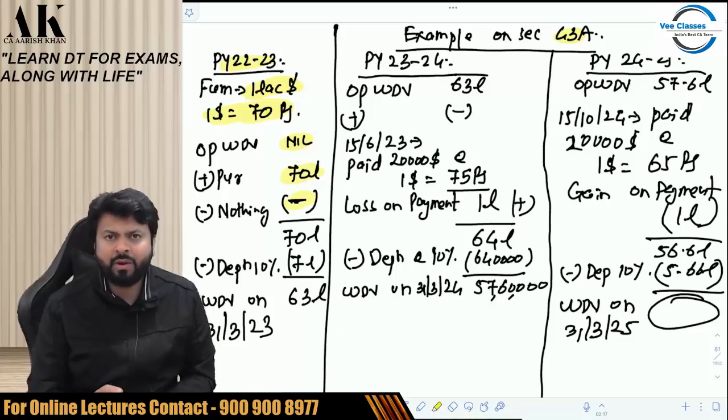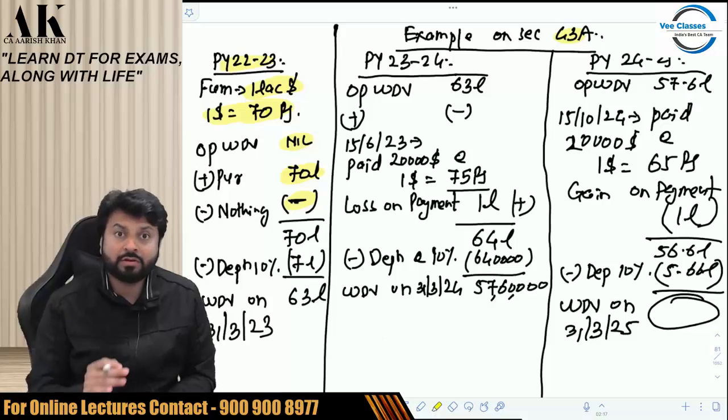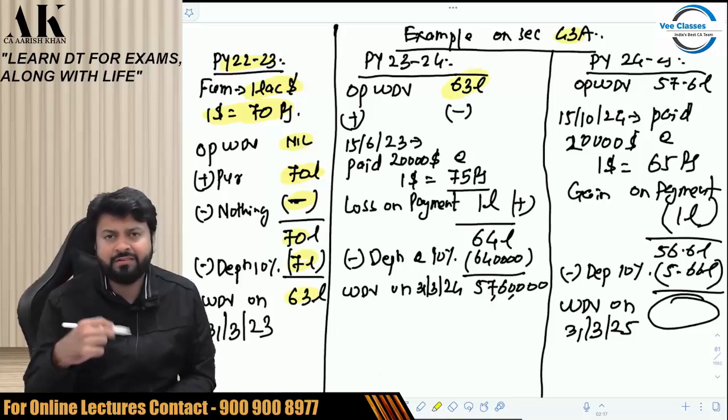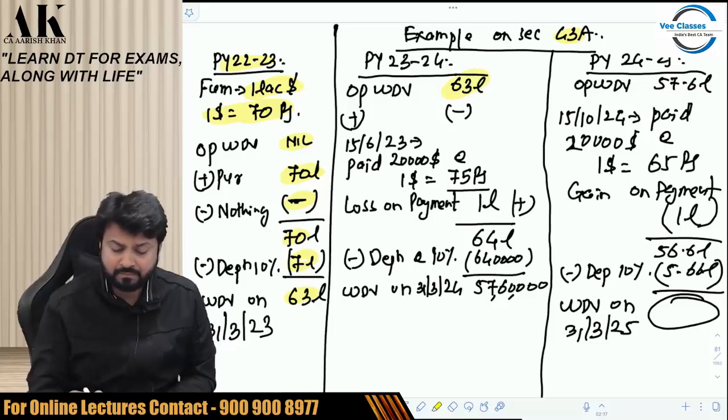Less nothing. Why? Do not adjust anything because I'm not making any payment. Claim depreciation of 10% on furniture. 63 lakh is the WDV. This is the WDV for the next year.